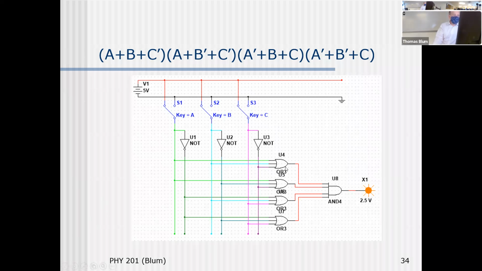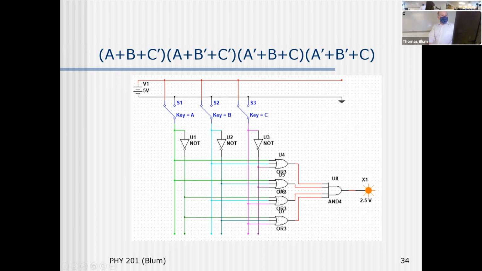So here's the OR gate. This is A ORed with B ORed with C prime. That is the first one. This is A plus B prime plus C prime. That's the second one. A prime plus B plus C. That's the third one. This one I found seems to put them in order. And this one is A prime, B prime, and C.